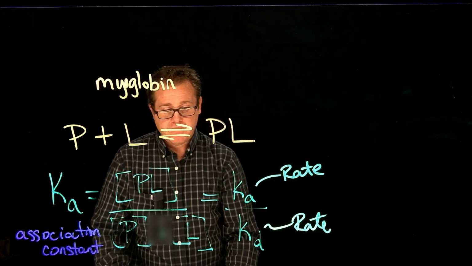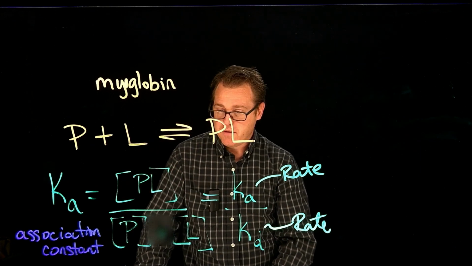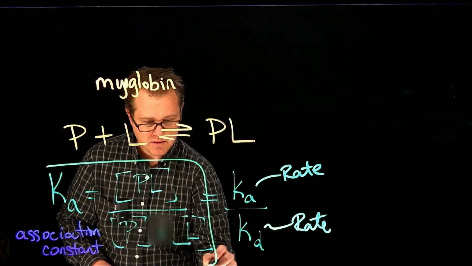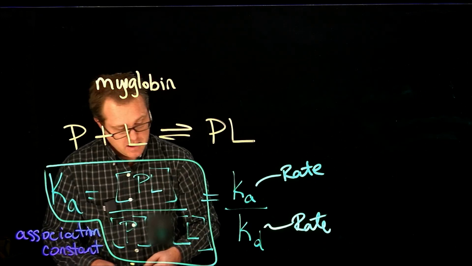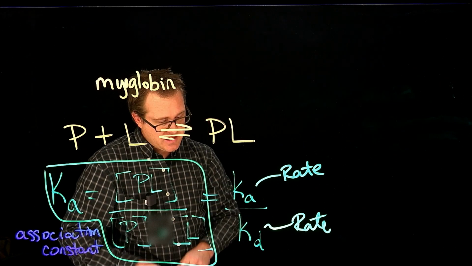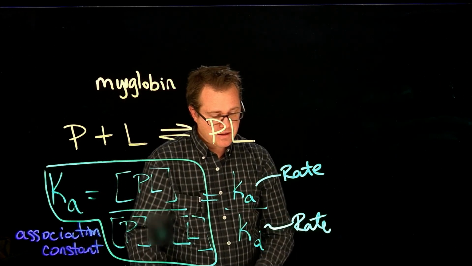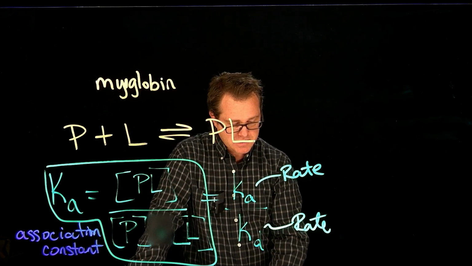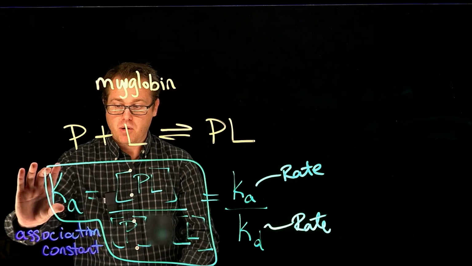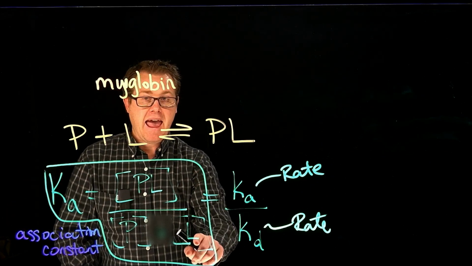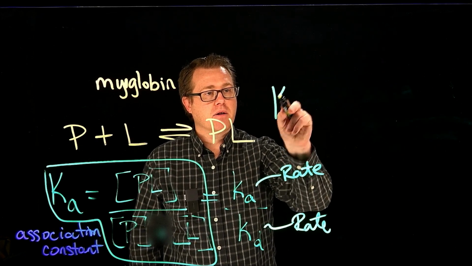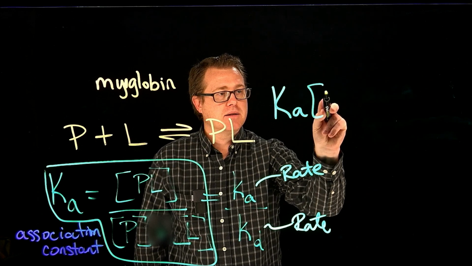Now that we have this equation, we're going to focus our attention on just this part right here, and do some rearrangement. I'm going to rearrange this by multiplying both sides by L. When I multiply both sides by L, we're going to get something that looks like this.